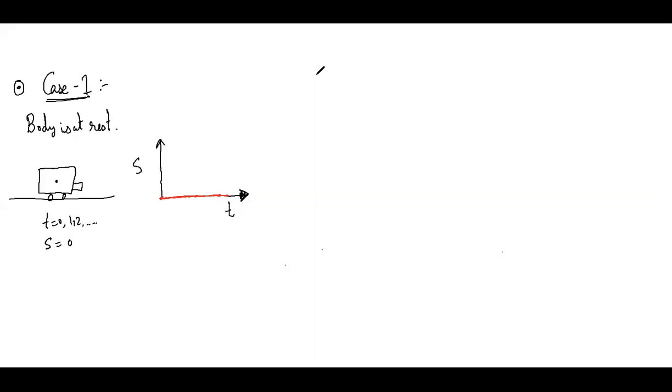Now another interesting case which we study. That body is in uniform motion. First of all, what does this uniform motion mean? This means that, let me take an example instead of giving the definition.